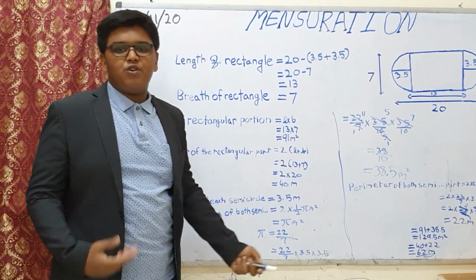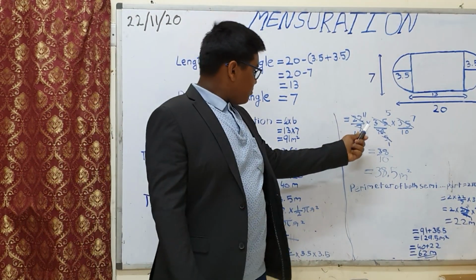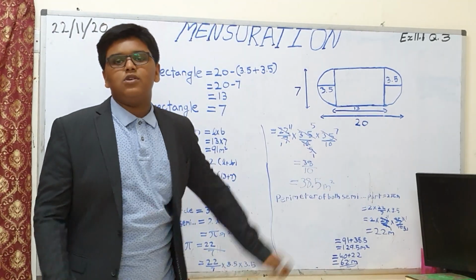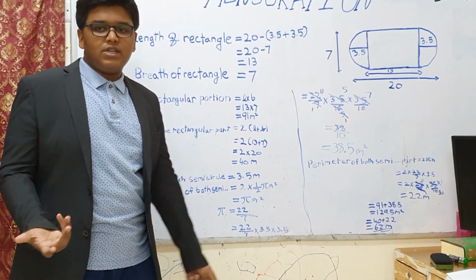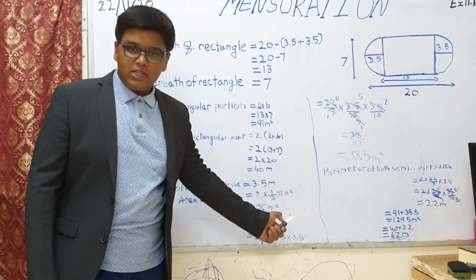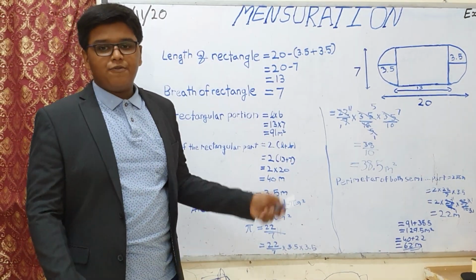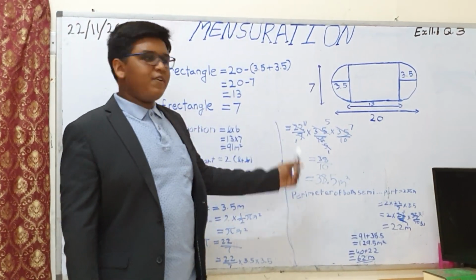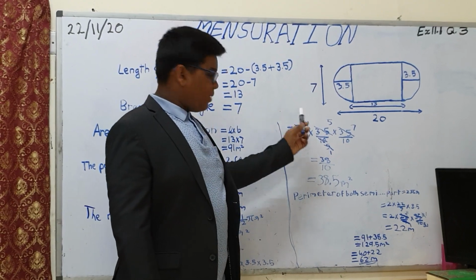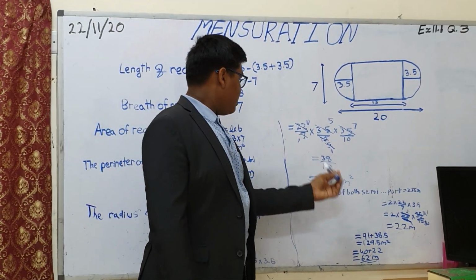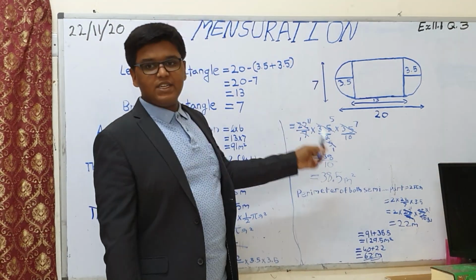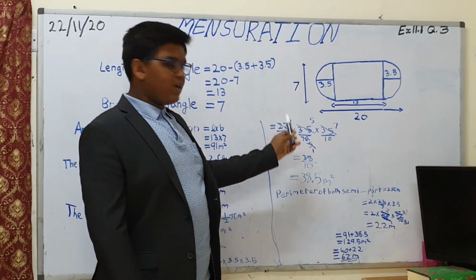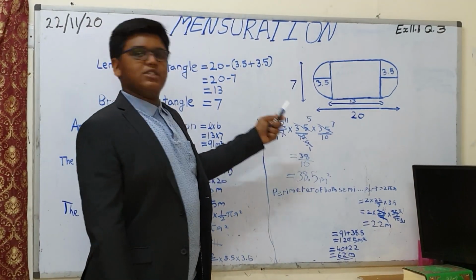So square means 3.5 into 3.5. Now 22 by 7 into 35 by 10 into 35 by 10. Now how did we get this 35 by 10? This was got by converting this 3.5 into fractions. Now when I simplified them, I got 22 by 11. The 11 was converted from this 10. We are dividing them both together, 22 and 10 by 2. So 10 and 22 are divided both together. So this will be 5 and this will be 11.